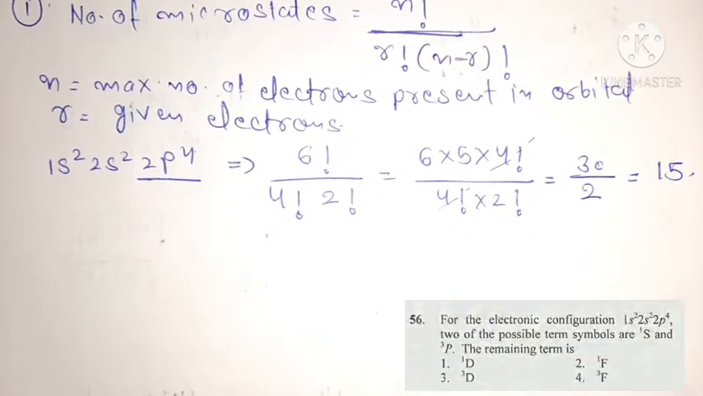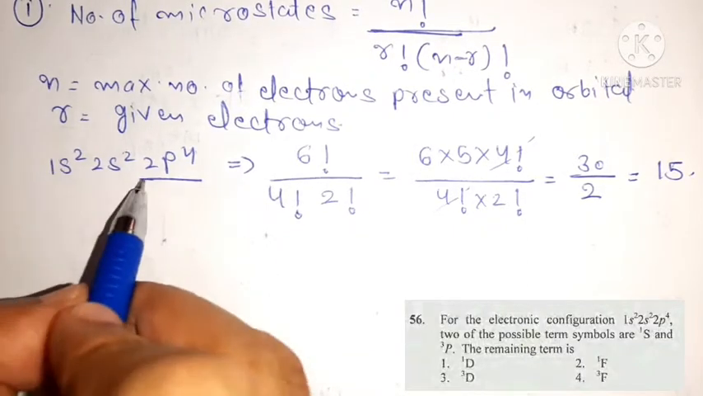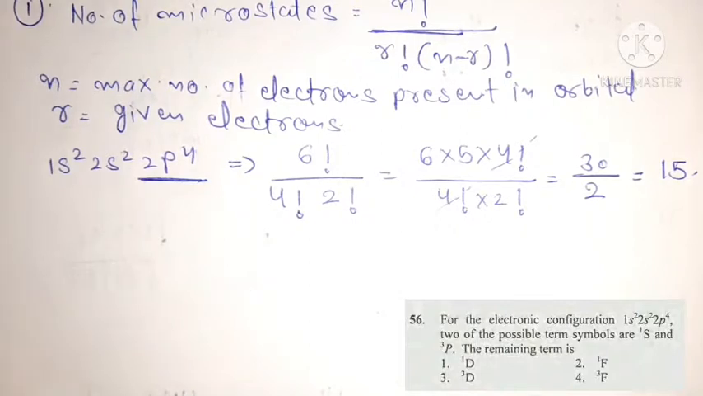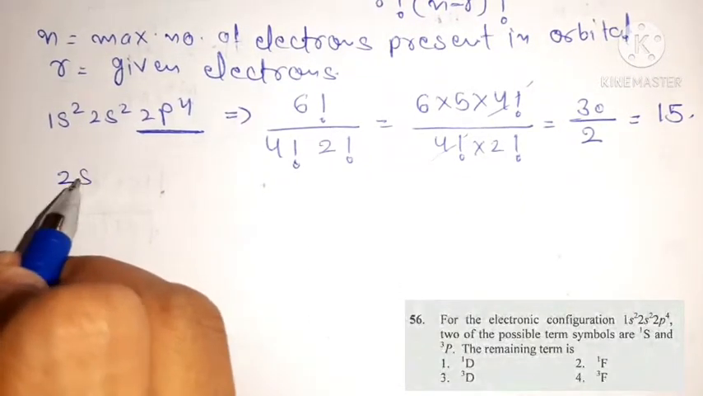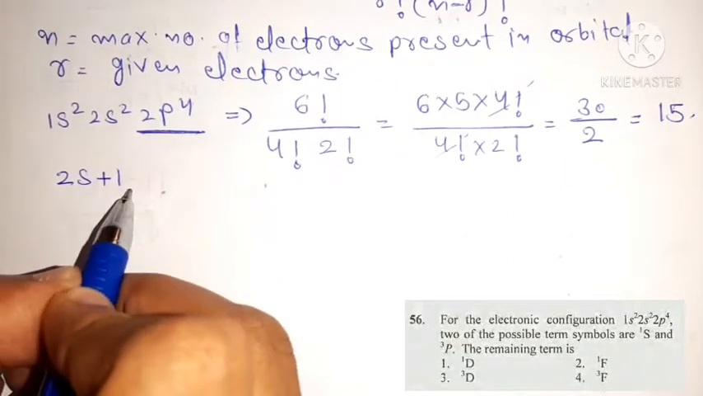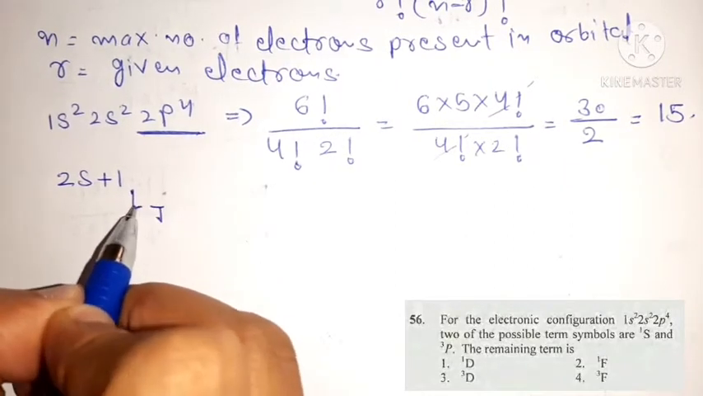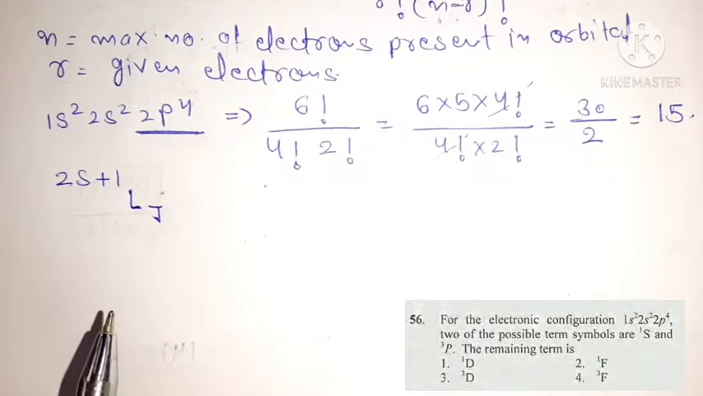Okay, now friends, this is total number of microstates for p4 electronic configuration. Now in term symbols we have a general formula. It is stated as 2S plus 1 L J. This is a general formula for term symbols.